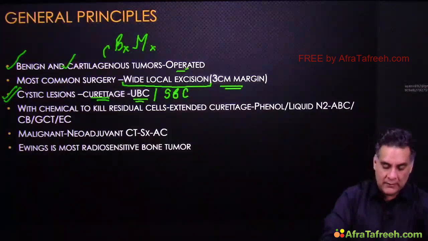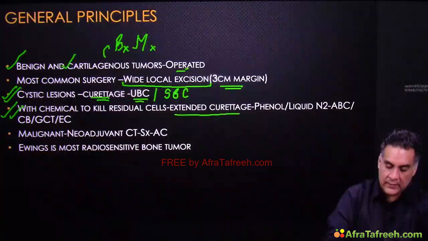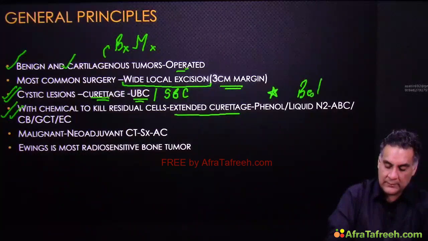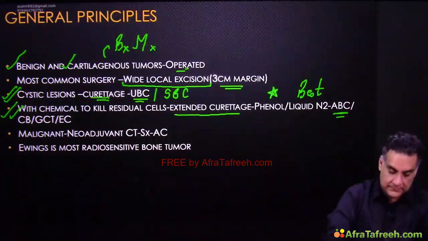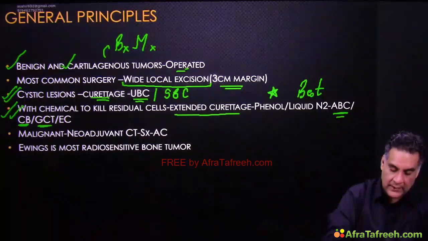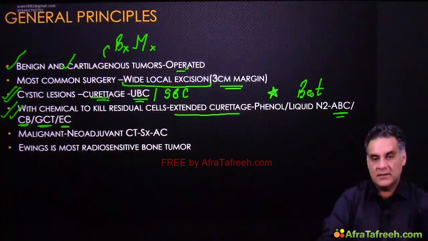Whereas when you apply a chemical along with it, extended curettage. Most common chemical, phenol. Best chemical, liquid nitrogen. Four conditions in which you do it: aneurysmal bone cyst, chondroblastoma, giant cell tumor, and chondroma. These are 4 conditions where you do extended curettage.